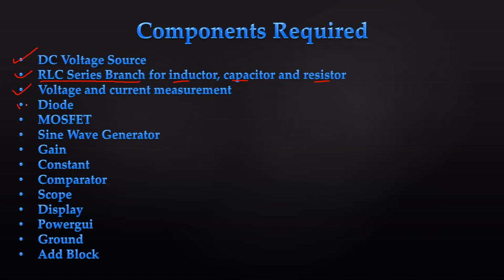We have a diode. We have a MOSFET switch. We can use an IGBT as well. We have a sine wave generator. We have a gain for multiplying. We have a constant. We have a comparator. We have a scope for visualizing our waveforms. We have a display. We have the powergui. The powergui is very important. We have to have this in each and every MATLAB simulation. And then we need a ground and one add block.